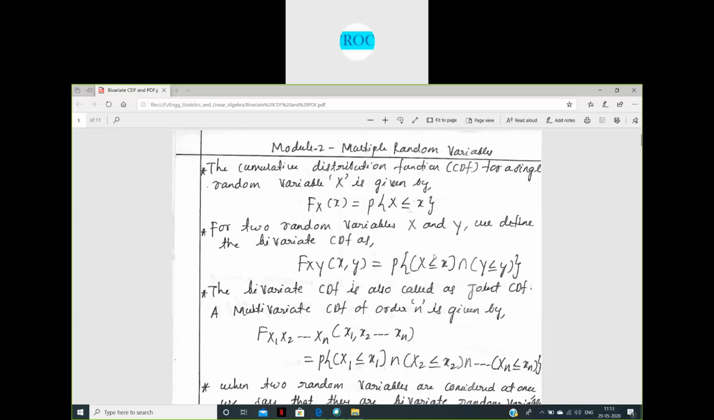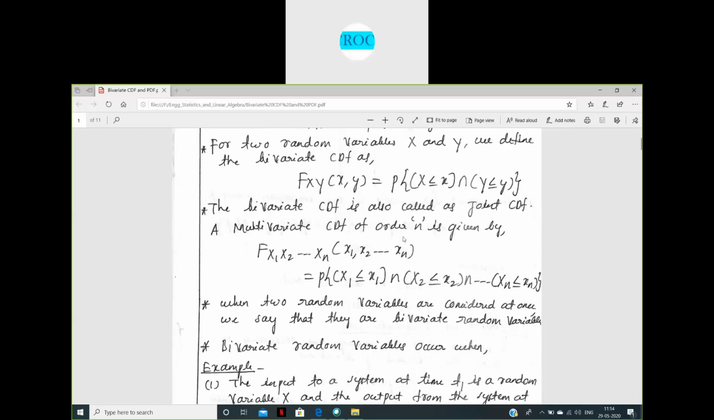Now we know the cumulative distribution function. We know the definition of a cumulative distribution function for a single random variable X. How do you define it? F_X(x) is equal to the probability that X is less than or equal to x. For two random variables X and Y, since we are considering two random variables, the cumulative distribution function is called the bivariate cumulative distribution function, and it is defined by F_XY(x,y), which is equal to the probability that X is less than or equal to x, intersection Y less than or equal to y.